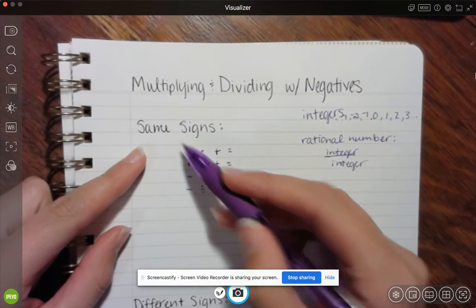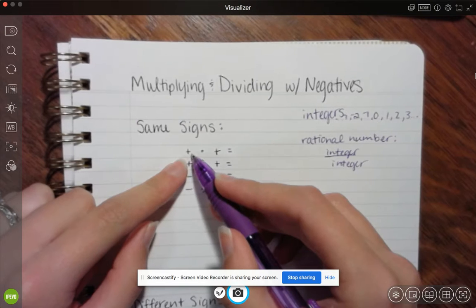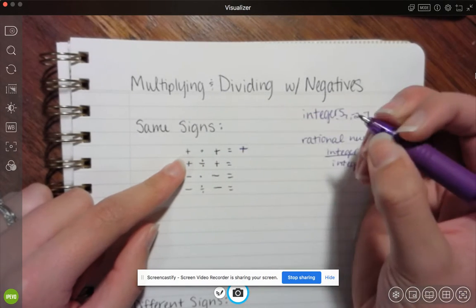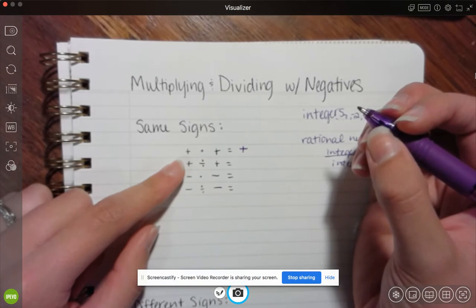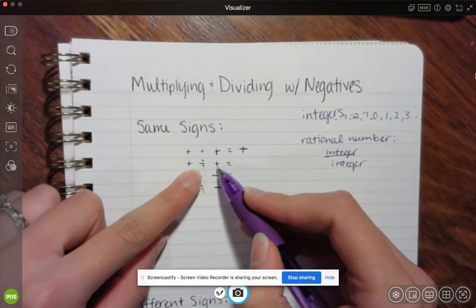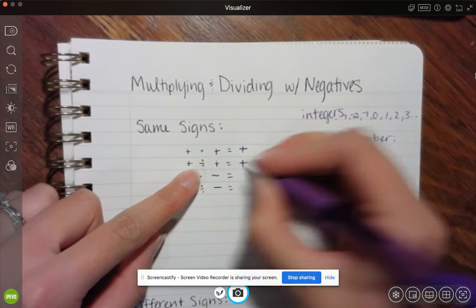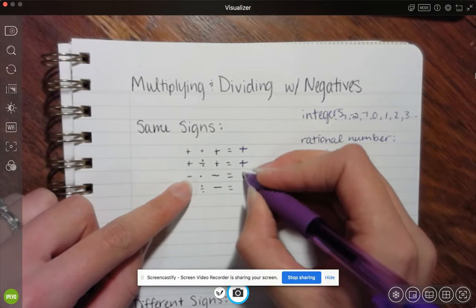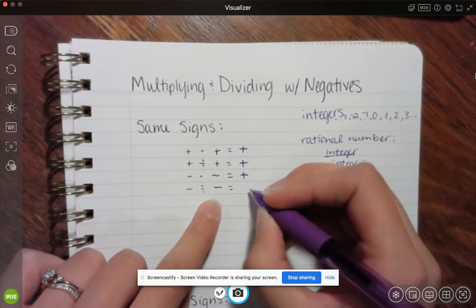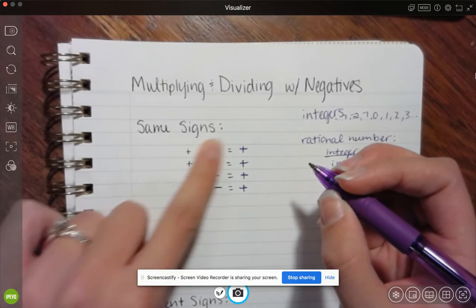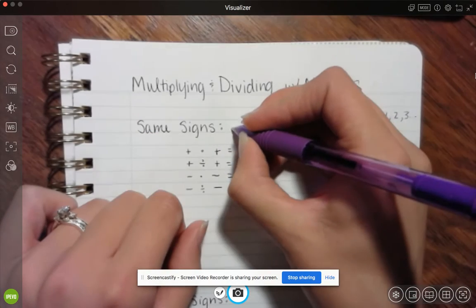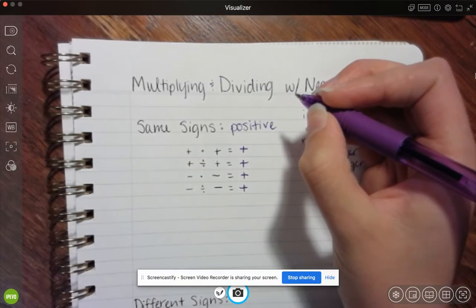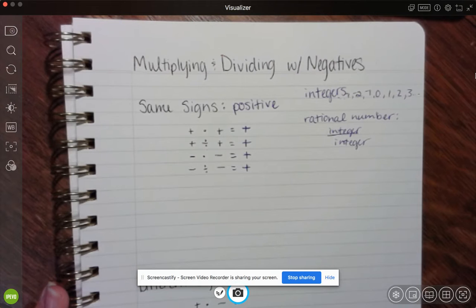Okay, so same signs. So here we have a positive times a positive. We'll get a positive, right? We do 3 times 4, we get positive 12. We do a positive divided by a positive, we get a positive. Negative times a negative, that is also a positive. And a negative divided by a negative is a positive too. So if we have the same signs, our answer is always positive, right? So let's come up with a couple examples.